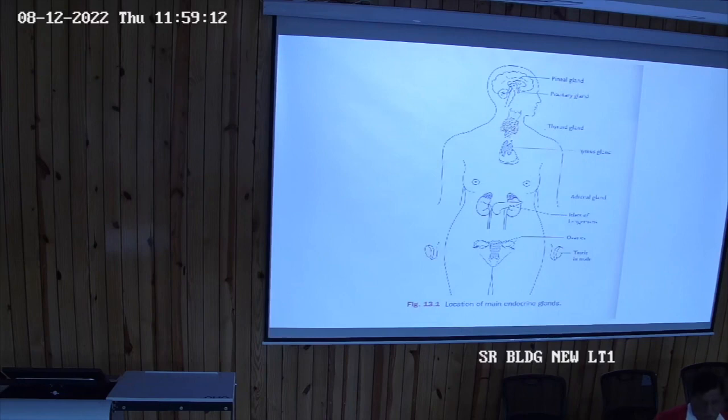These different groups of cells, or glands, you can see in the diagram. In the part of the brain, there are two glands present. One is the pineal gland. The pineal gland is present in the wall of the third ventricle, which we will show you while dissecting the brain. Besides that, another is the pituitary gland.